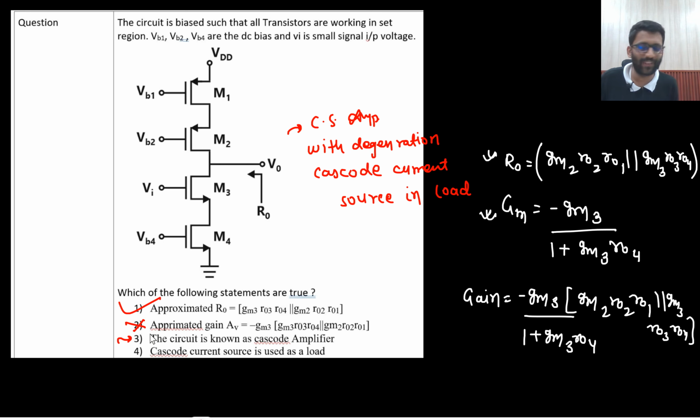Is this circuit a cascode amplifier? No, this is not cascode. This is a common source amplifier with degeneration and a cascode current source in the load. So the cascode current source is used as a load? Yes. So 1 and 4 are correct, 2 and 3 are not correct. If someone was in a hurry, then he would have clicked on 1, 2, 3, 4. All are correct, but it is not.